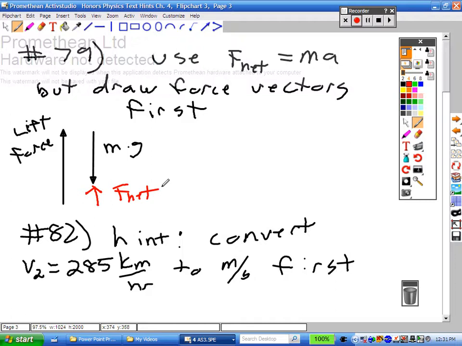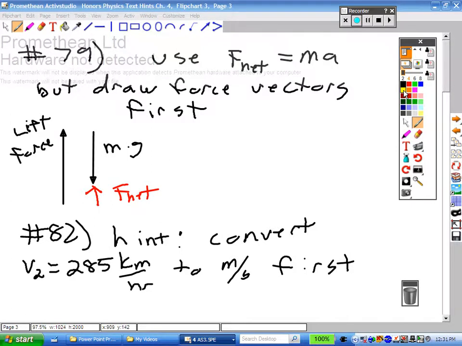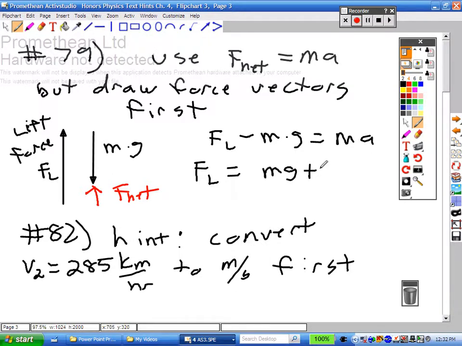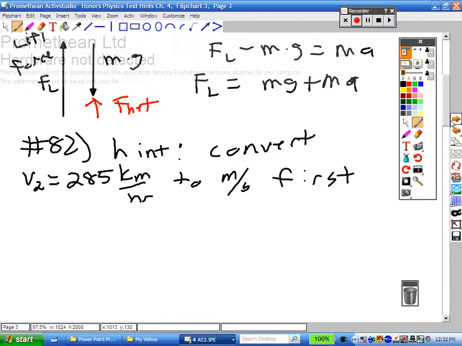So when you do that for net force equals ma, then you're ready at that point to say the lift force, let's call that F sub L, minus gravity, because it's opposing it, equals ma. Even though we're adding them, we're subtracting because it's opposing it. And so the lift force, like the rocket force that we talked about, is equal to the sum of mg plus ma. That should help you on that question.